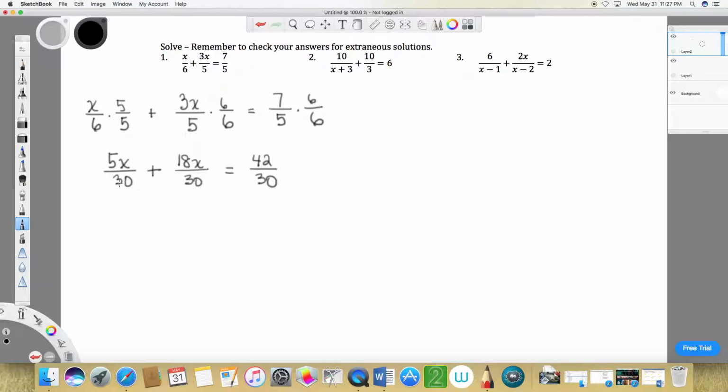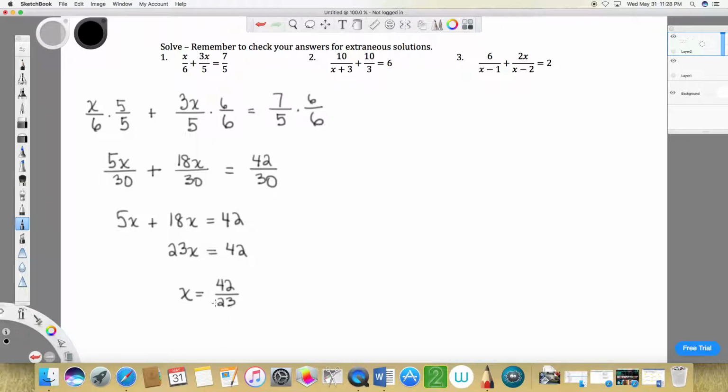So once we have a common denominator for all the terms, we can basically ignore the denominator, because if we multiply both sides of this equation by the number 30, by that common denominator, we get just the numerator. We just get that 5x plus 18x is equal to 42. And these are like terms. They add together, I believe, to give us 23x. And now if we divide each side by 23, we have 42 over 23.